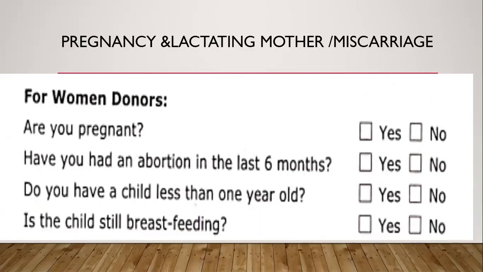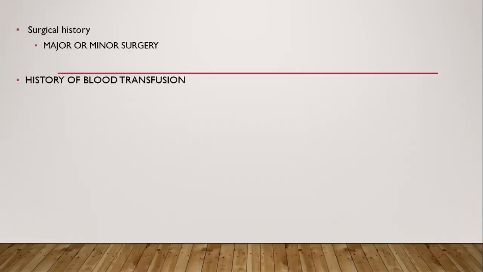For the woman donor, we ask: are you pregnant? Have you had an abortion in the last 6 months? Do you have a child less than 1 year old? Is the child still breastfeeding? We need to ask all these questions of the woman donor. Then we ask about surgical history, major or minor surgery, and history of blood transfusion.